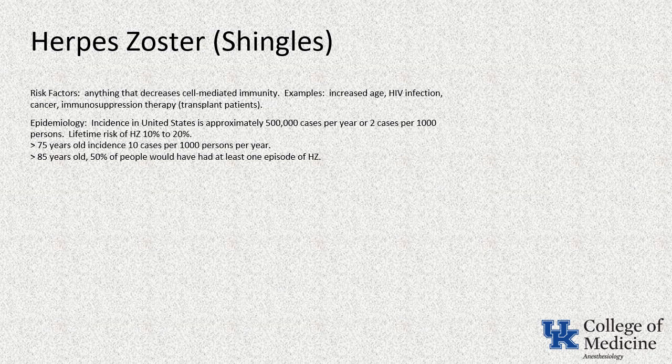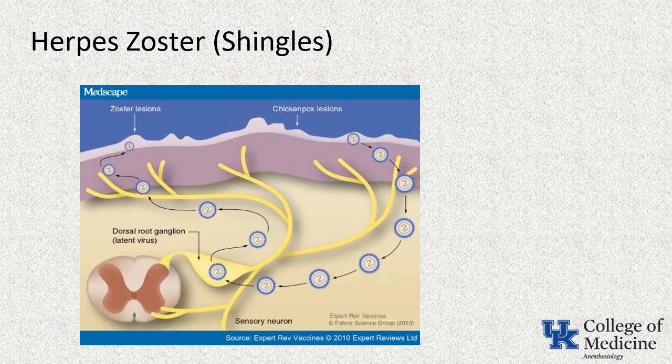As we get older, the risk increases. So if you're older than 85 years old, 50% of people would have at least one episode of herpes zoster. This is a picture format. So you get chickenpox, usually as a kid.